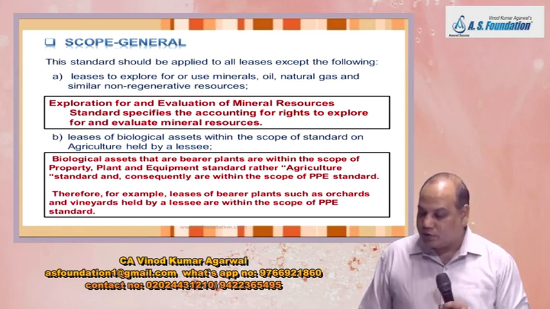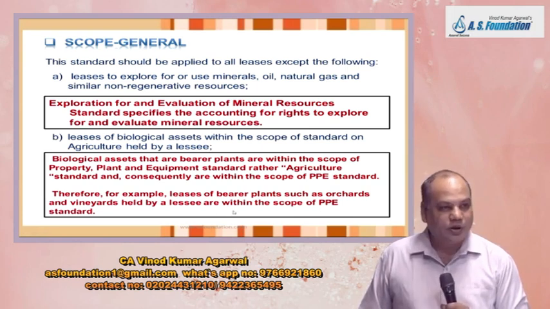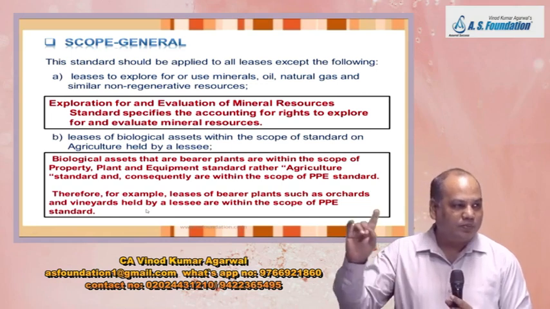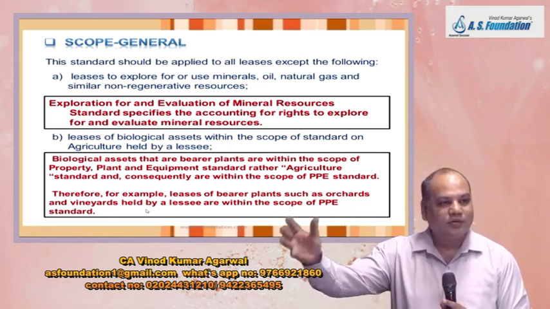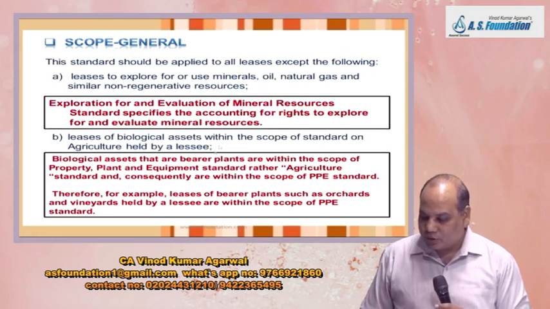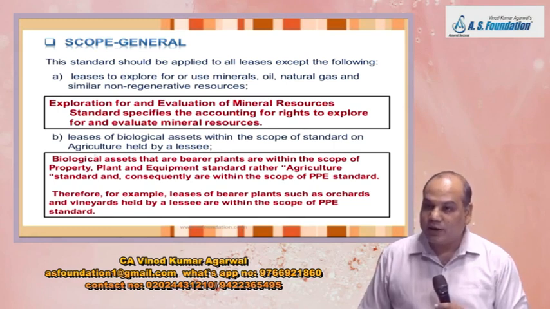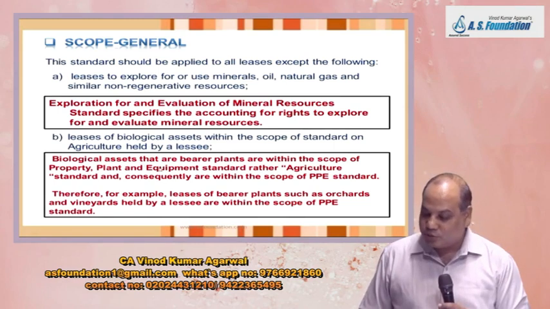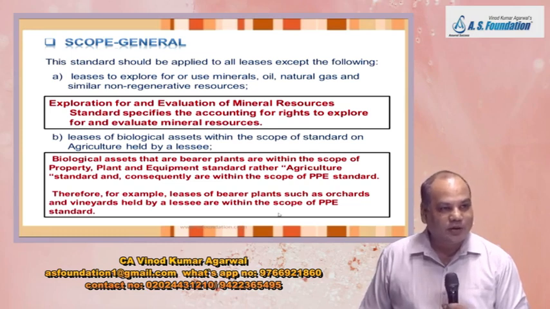Therefore, for example, leases of bearer plants such as orchards and vineyards held by a lessee will fall in the scope of the PPE standard. This is just for clarification. Bearer plants fall under the PPE standard; other than that, the agriculture standard. So those which fall under the agriculture standard are outside the scope of this standard, but those which fall under the PPE standard will come under the lease standard, the new lease standard.